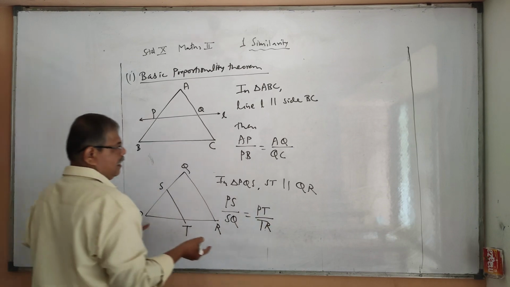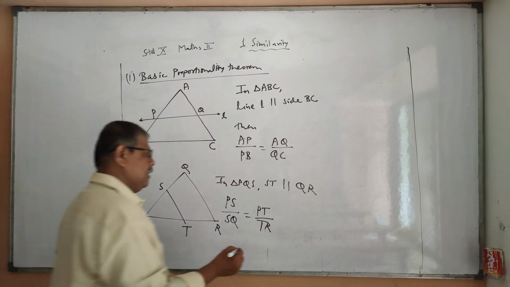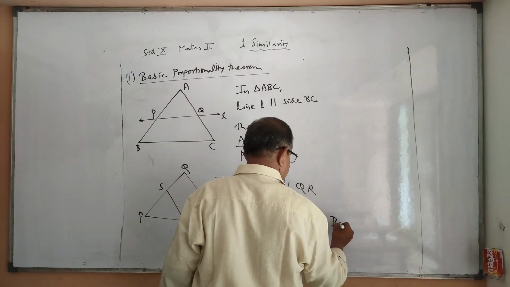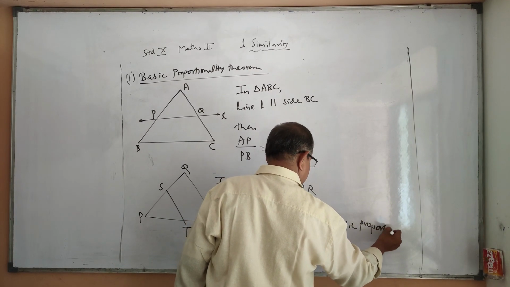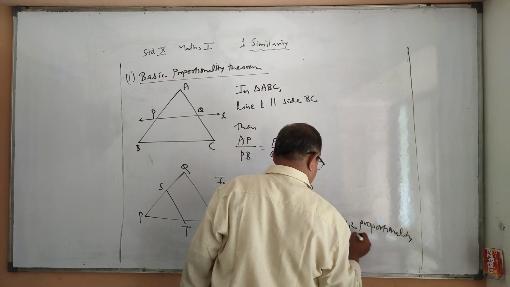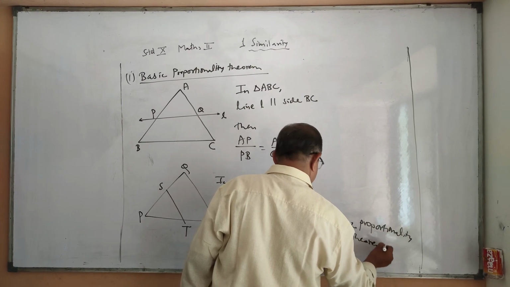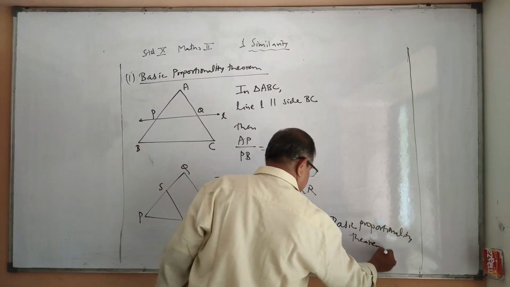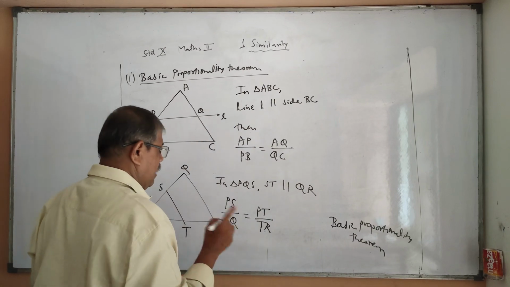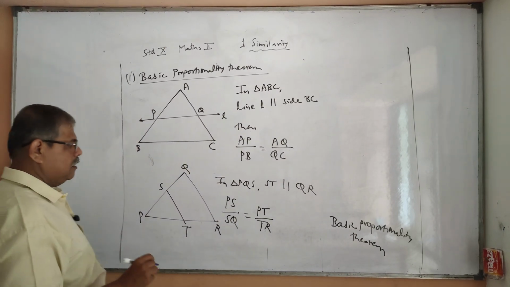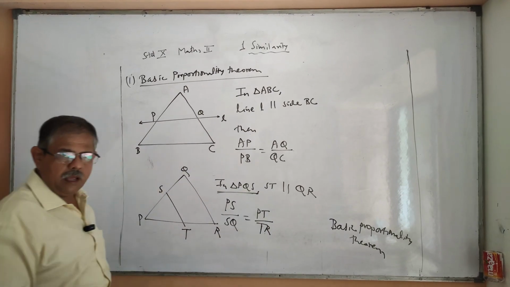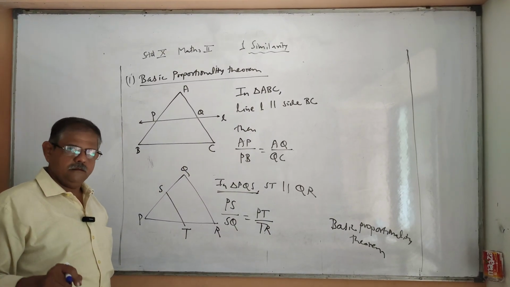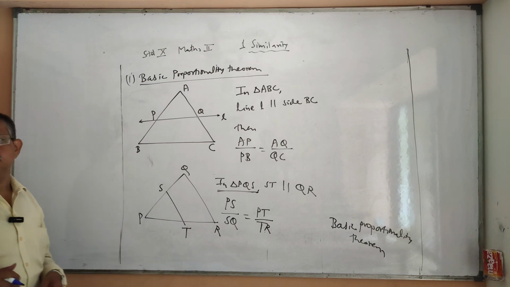That you should understand. And what is the reason for this? I can say basic proportionality theorem. So I will write the reason as basic proportionality theorem. While applying the basic proportionality theorem, always remember you have to write this in a triangle, because it is applicable only for triangles. Please note down.